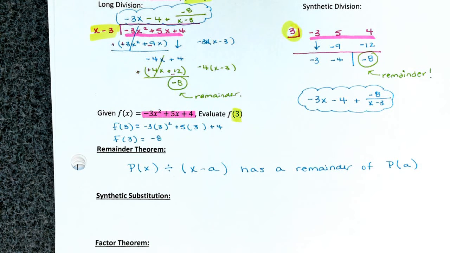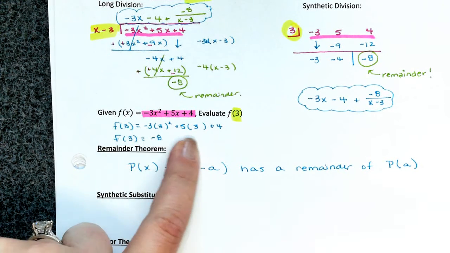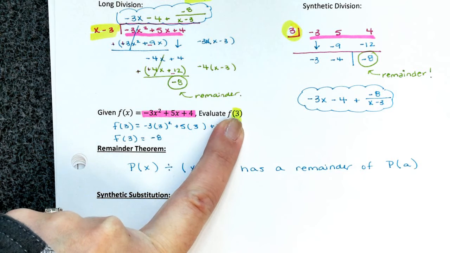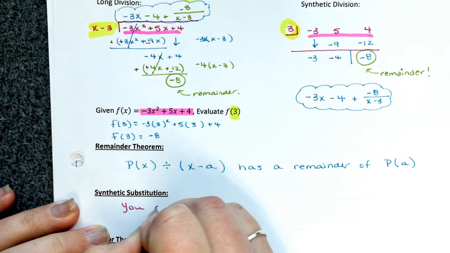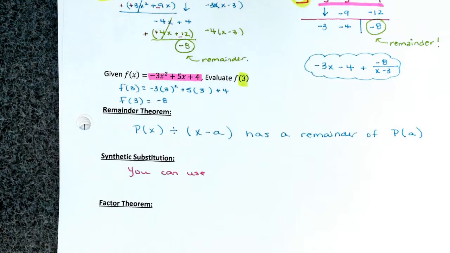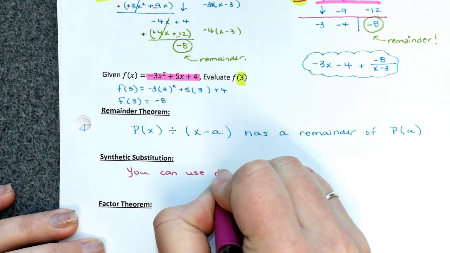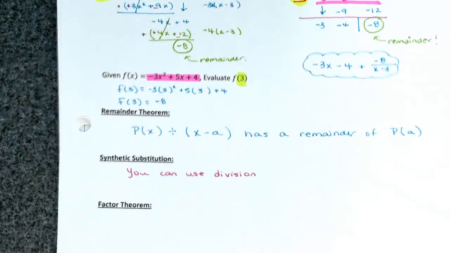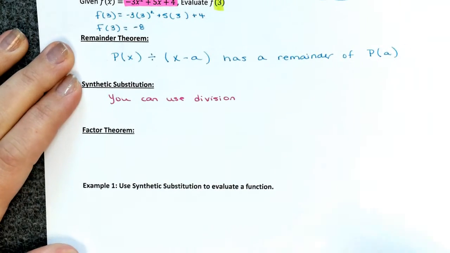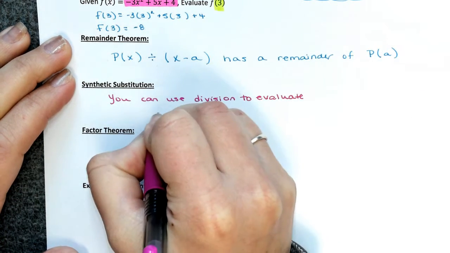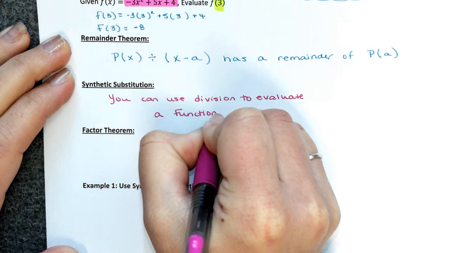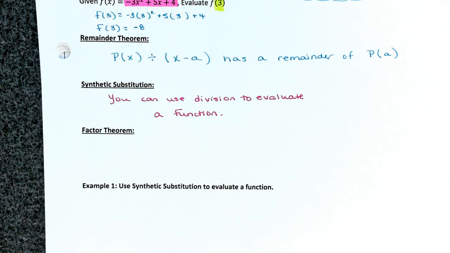Okay. So that means that if you don't like to plug stuff in this way, but let's say you were asked to find f of 3, you could use a process called synthetic substitution and figure out what your value is. Okay? So this says that you can use division to evaluate a function.